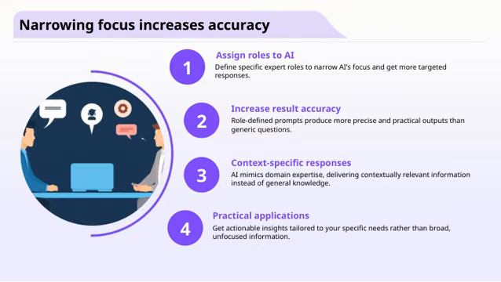Narrowing our focus by assigning specific roles to AI can really boost the accuracy of the results we get. When we define clear, expert roles, the AI is better equipped to understand exactly what we need, leading to more targeted responses. This is especially important because role-defined prompts tend to produce outputs that are not only more precise, but also more practical and useful in real-world scenarios. By doing this, we're essentially guiding the AI to act like a domain specialist, giving us responses that are highly relevant to our specific context rather than generic, broad answers.